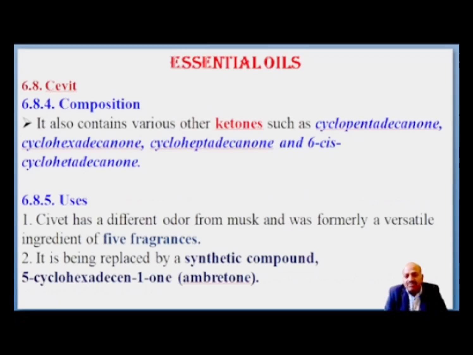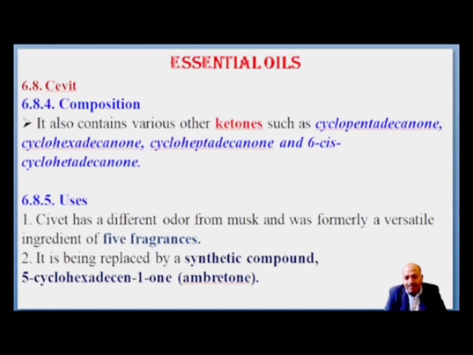It also contains various other ketones such as cyclopentadecanone, cyclohexadecanone, cycloheptadecanone, and 6-cis-cyclohexadecanone. So these are the different types of ketones that are present in the civet oil. Uses. Civet has a different odor from musk and was formerly a versatile ingredient of fragrances. It can have different types of fragrances. Basically, 5 types of fragrances we can get.